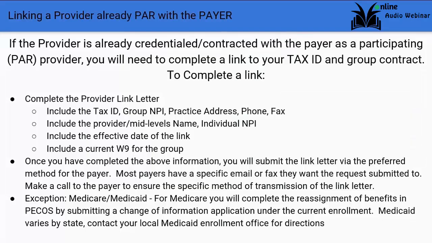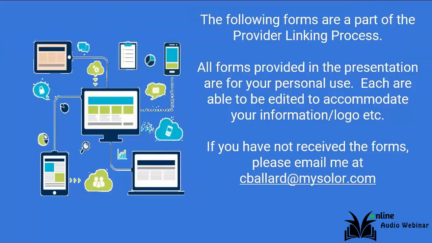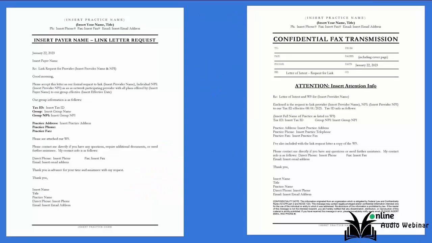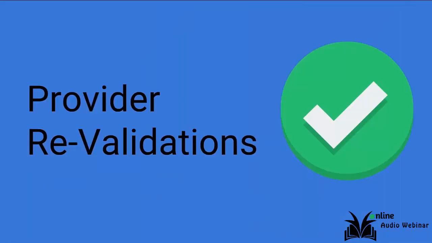If the provider is already credentialed and contracted with a payer as a participating provider, then all you need to do is complete a link to your tax ID and group contract. The following forms, again, are part of the provider linking process. So right here on the left, you've got the link letter request, and then you also have a fax cover page. So let's talk a little bit about provider revalidations.